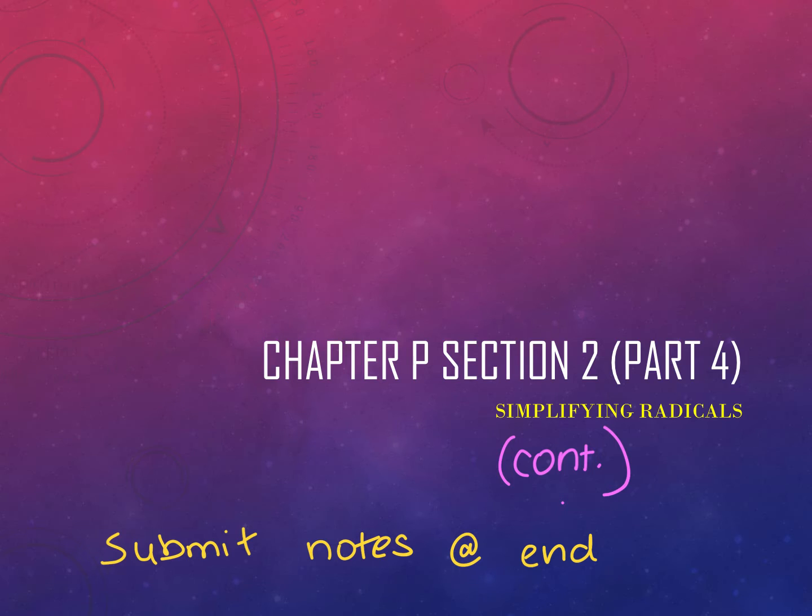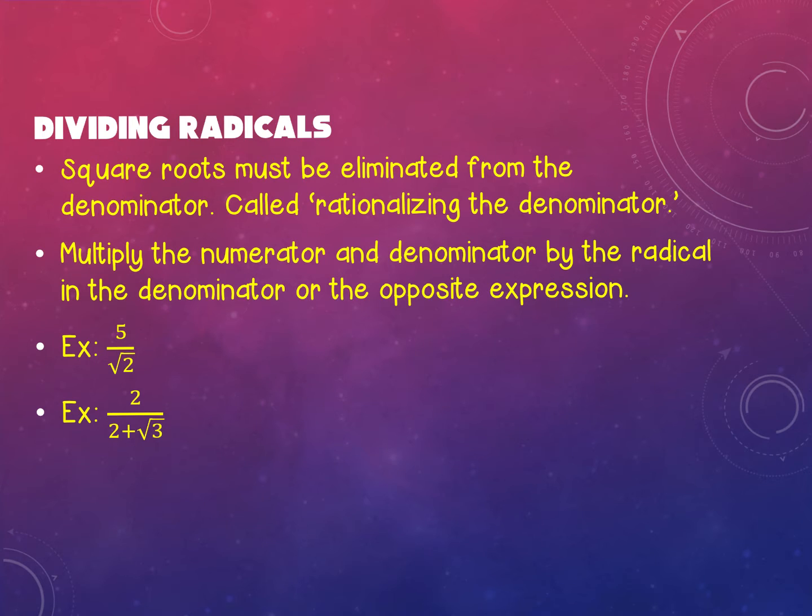At the end of P2 part C is dividing with radicals. So square roots normally cannot be kept in the denominator of a fraction. So earlier I said we're going to put it here for now, but you can't keep it here, and this is what I meant. What we do to get rid of it is called rationalizing the denominator.